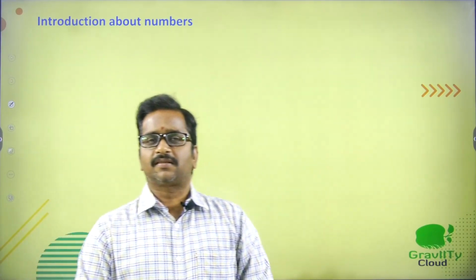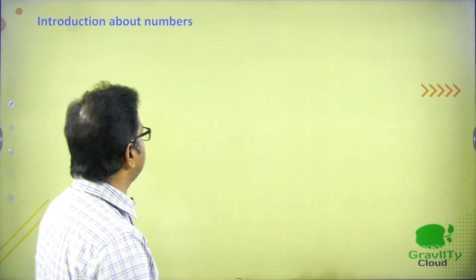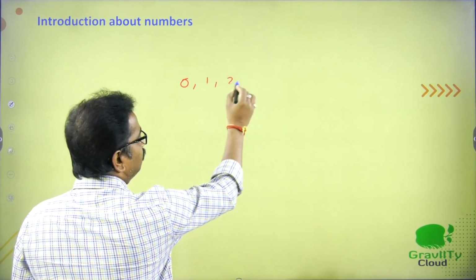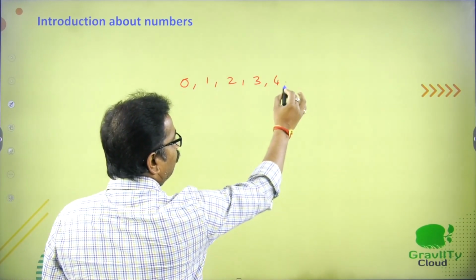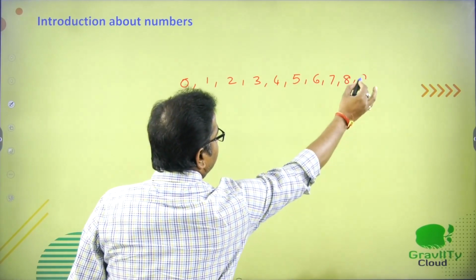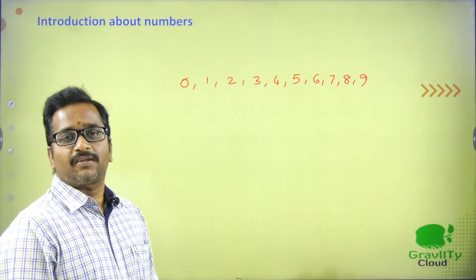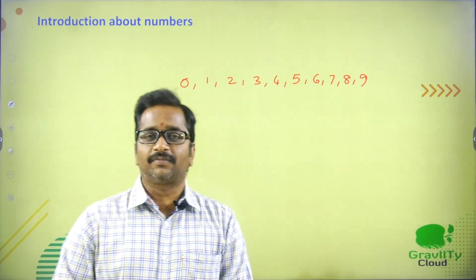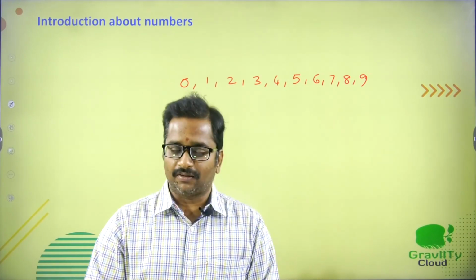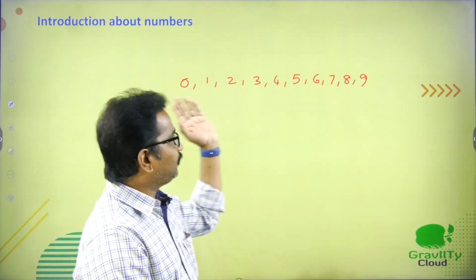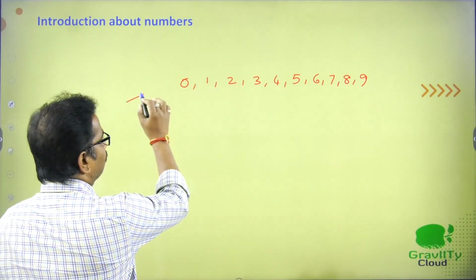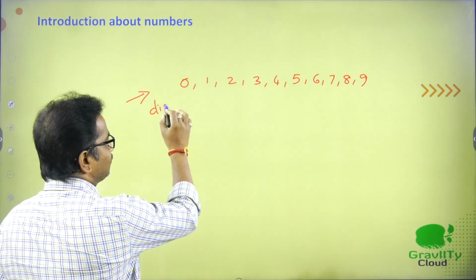So what are numbers? The numbers are formed using the digits 0, 1, 2, 3, 4, 5, 6, 7, 8 and 9. These are called digits. Using the digits only we have formed the numbers. Yes or no? Whatever number you want, you can prepare with these digits only. That's why these are called digits.